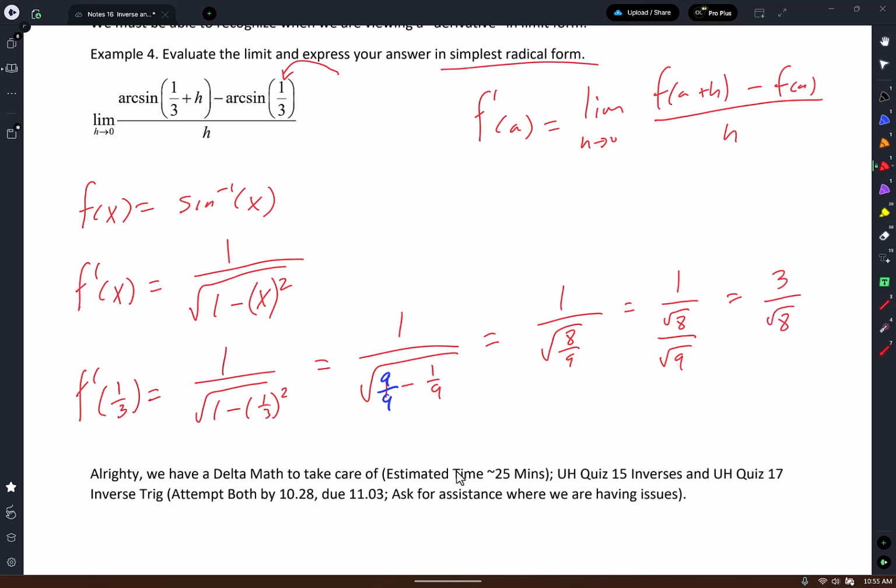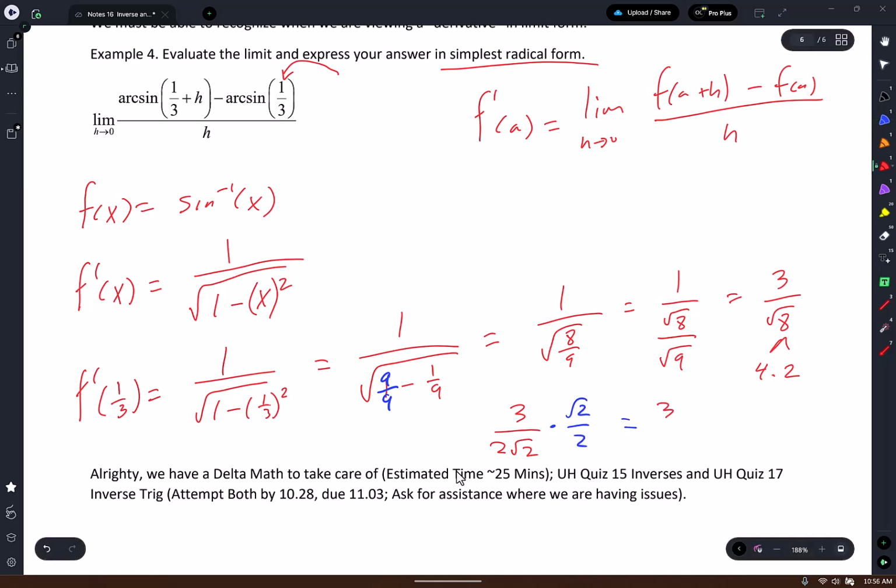It does say simplest radical form. 4 times 2 gives you 8. What's the square root of 4? So 3 over 2 square root of 2. And they probably want you to rationalize it. Don't worry, we're almost done. 3 square root of 2 over 4.